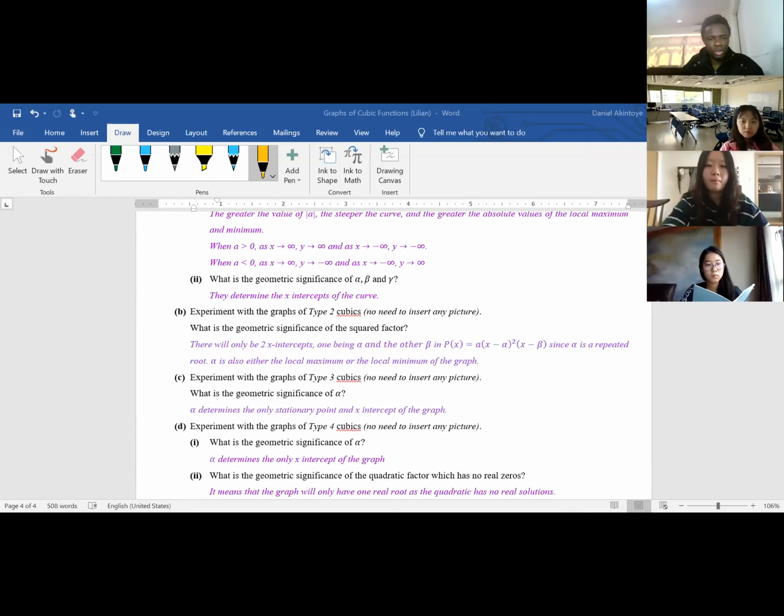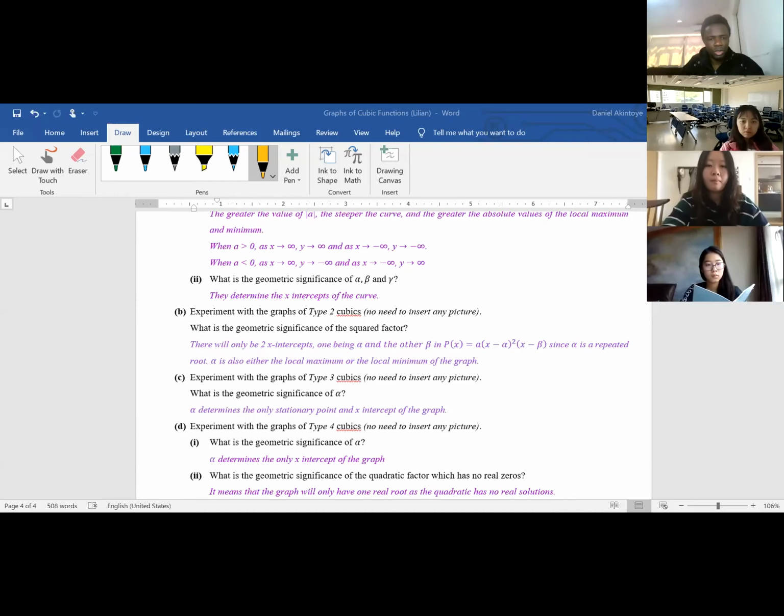So when A is greater than zero, they all follow the same direction. Understood? You can always use that to remember. And when A is less than zero, they follow opposite directions. As a student, there are techniques you develop yourself that help you remember how to say things. Okay? So that's that.